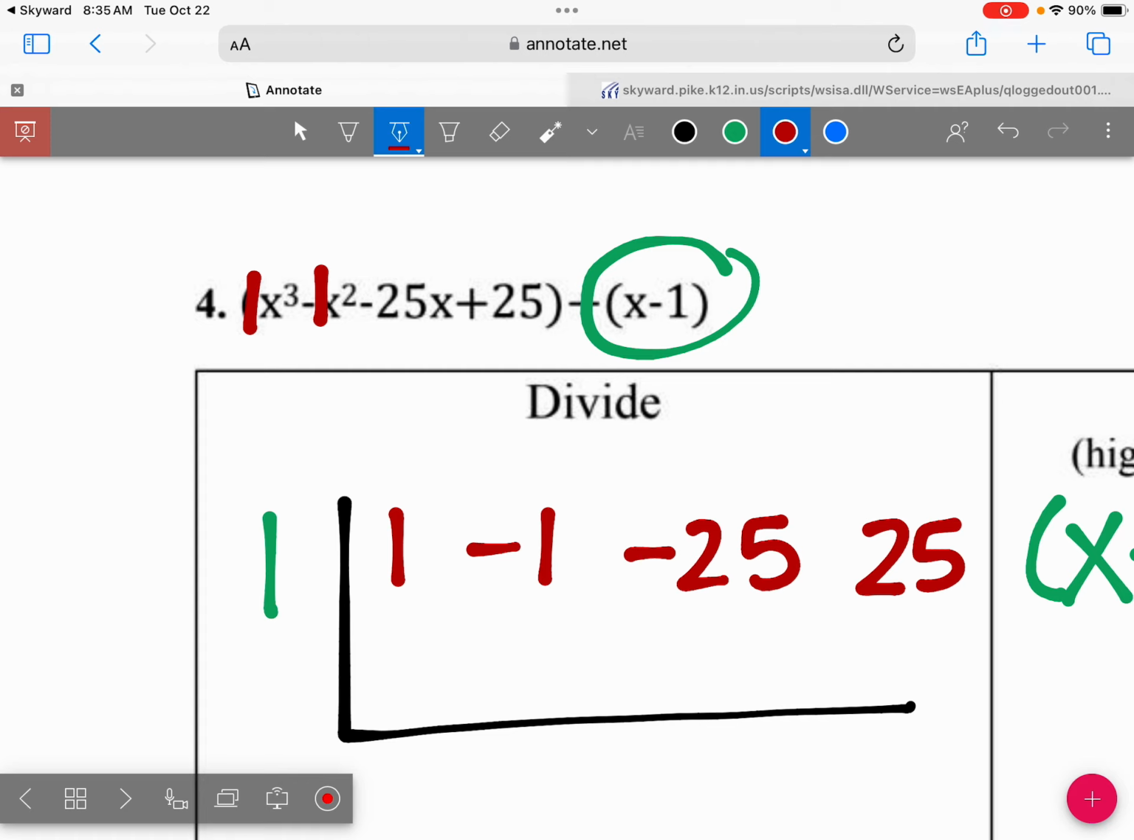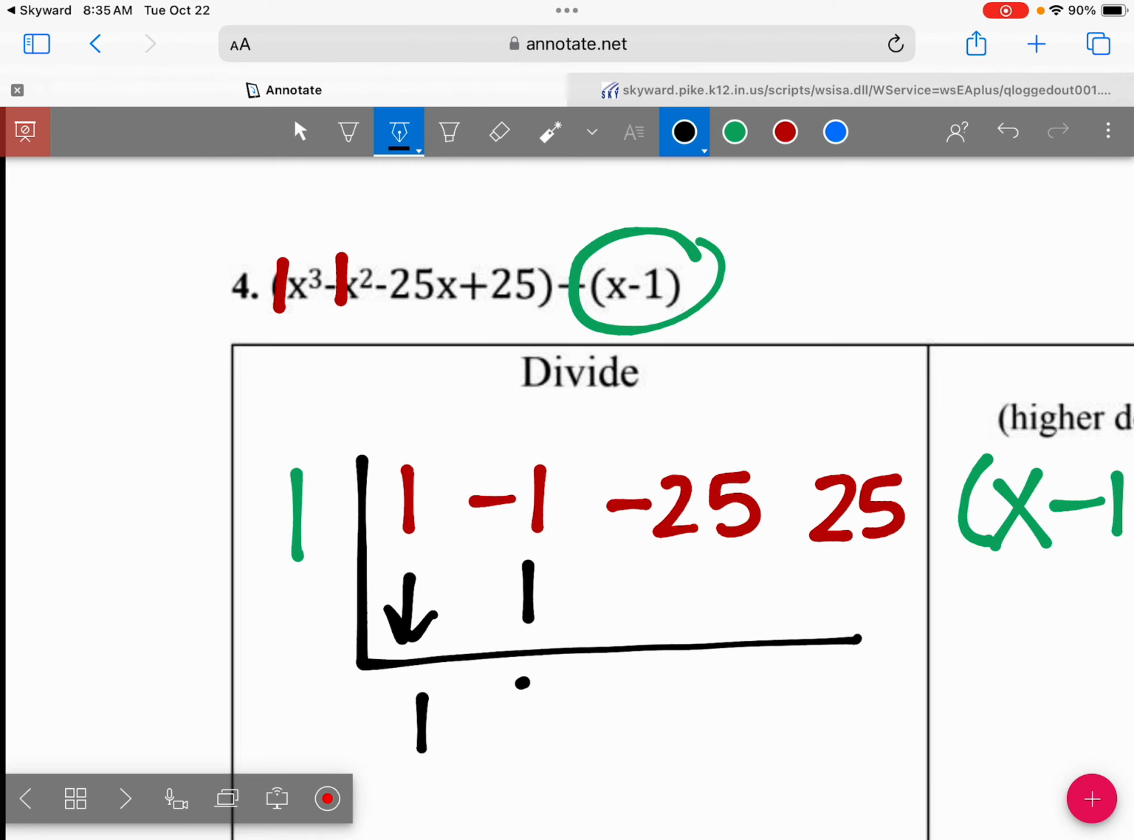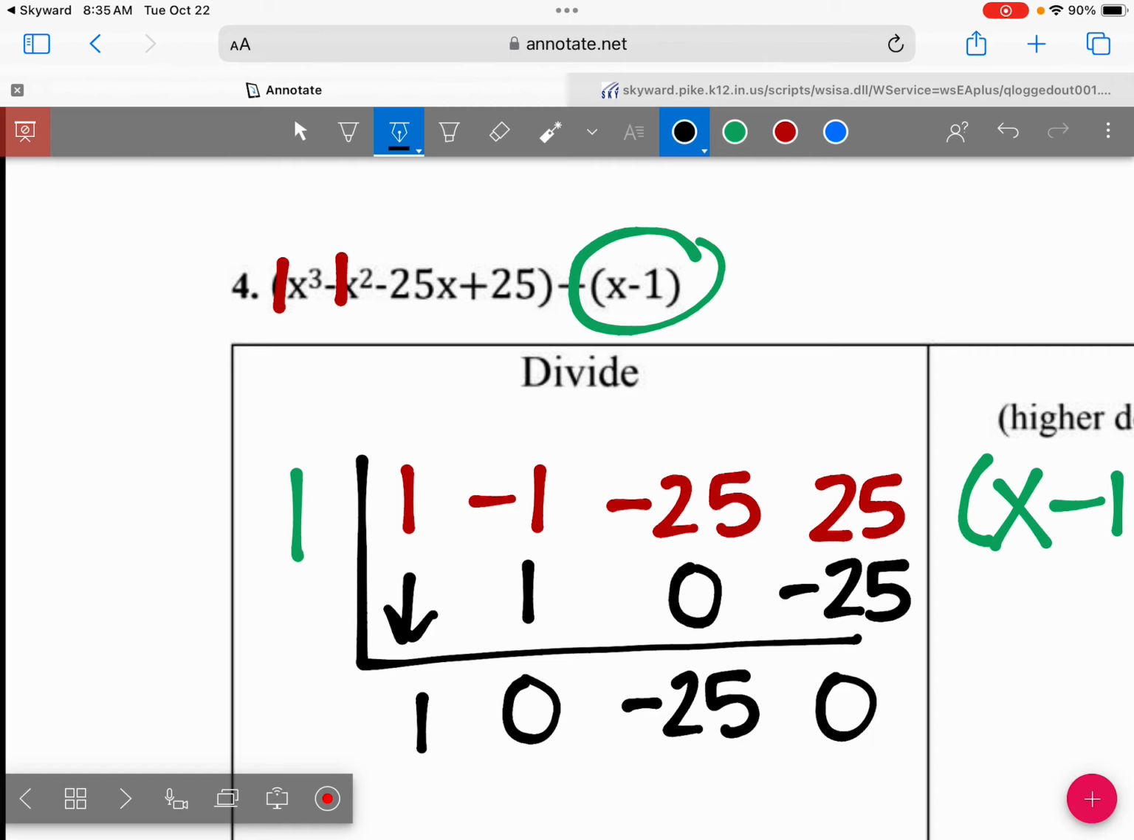So when you bring down the first number, we take 1 times 1, we get 1. When we add, we get 0. 1 times 0 is 0. Add, you get negative 25. Negative 25 times 1 is negative 25. And when we add, we get 0.